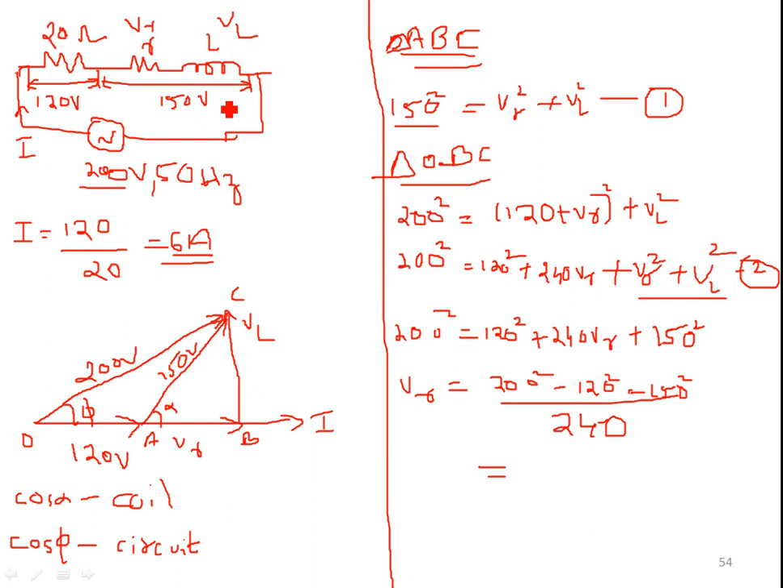So the voltage across the resistance small r is 12.92 volt. Now again we can write VR is equal to I into small r. Therefore, small r is VR divided by I. I is 6 ampere. Therefore, small r is 12.92 divided by 6. It is 2.15 ohm.